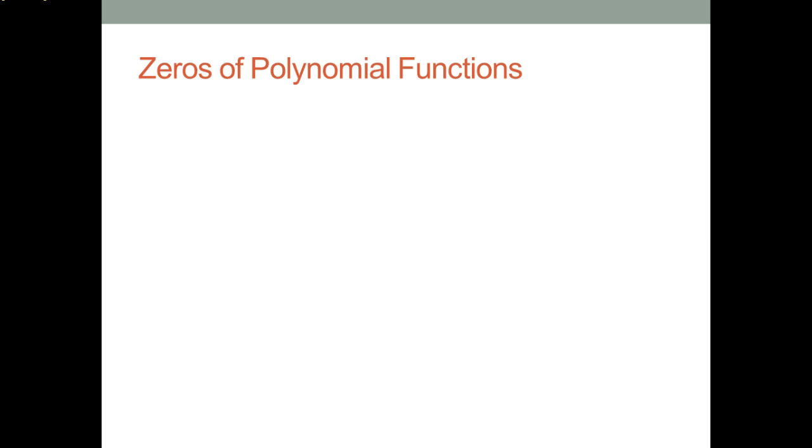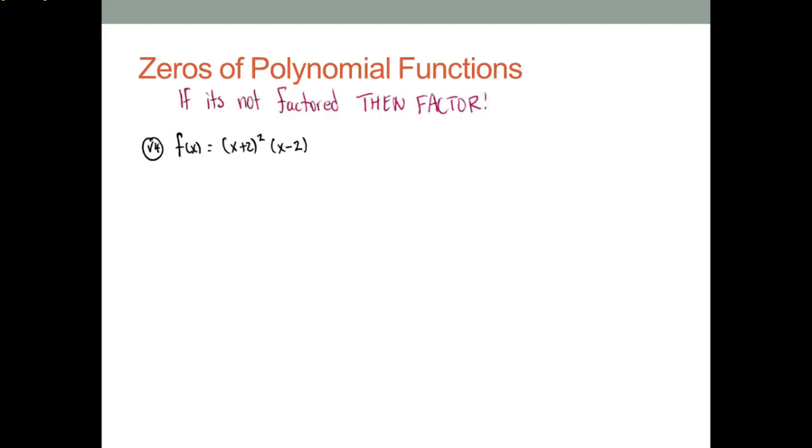So let's take a look at the zeros of polynomial functions. If it's not factored, the key here is factor. Look back at the first section of these videos if you want an example of factoring. I did attach, and you can search YouTube for, the Xbox method, which is the method that I use. But if it's not factored, then factor. This is extremely important.